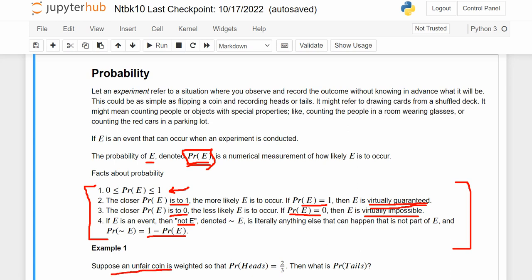Let's take a look at example 1. Suppose an unfair coin is weighted so that the probability of heads is 2/3. What's the probability of tails? I hope you thought to yourself immediately, oh, that will be 1/3, right? Again, just using this, the probability of not heads is 1 minus the probability of heads.